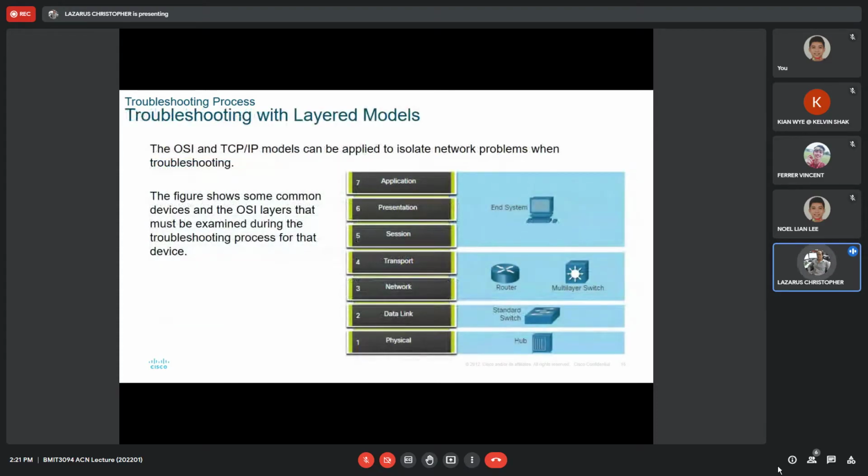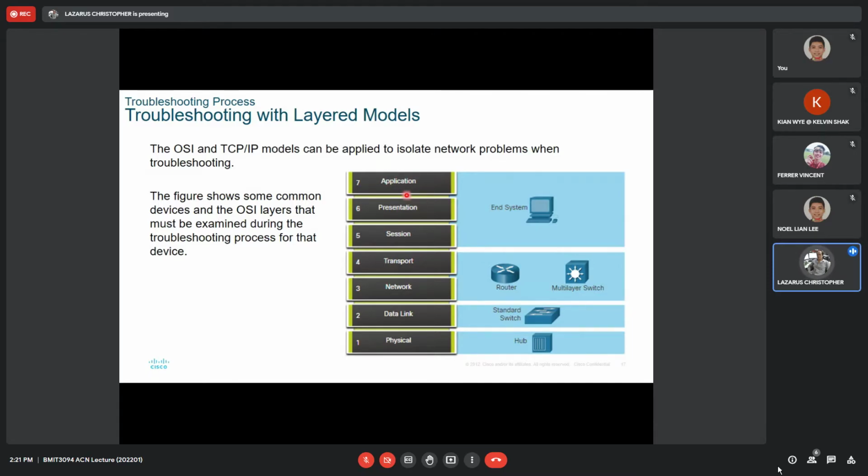Okay. Troubleshooting with layered models means you understood what the OSI layers are and what the TCP/IP layers are, right? So when you troubleshoot with layered models, you go by layer, whether you start at the top, or start at the bottom, or start from the middle and go up or down, right? So this is systematic.